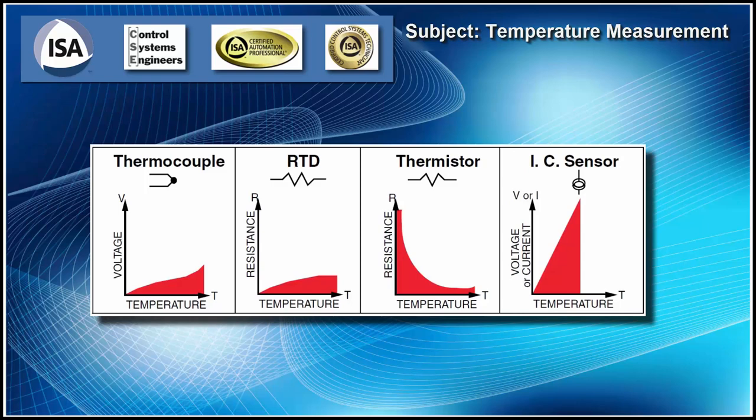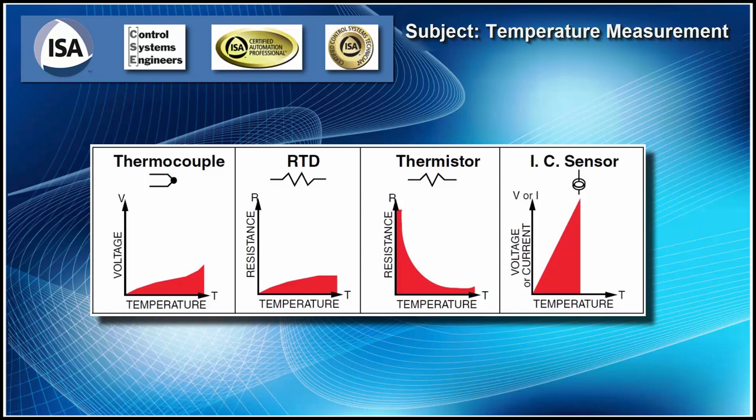Okay, here we're showing the 4 major types of electronic temperature measurement: the thermocouple, the RTD, the thermistor, and the IC sensor. Okay, the thermocouple is 2 dissimilar metals put together, and it's called the laws of intermediate metals. And we're going to look at that in a minute. That's what we're going to do next, is thermocouples. Then we're going to look at RTDs. An RTD is just what it says.